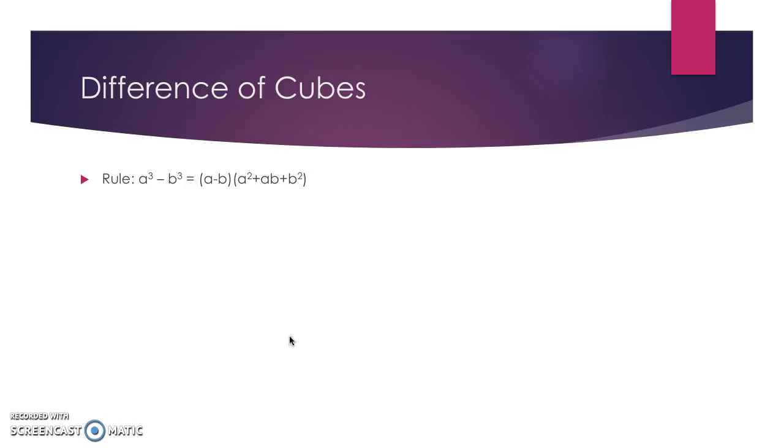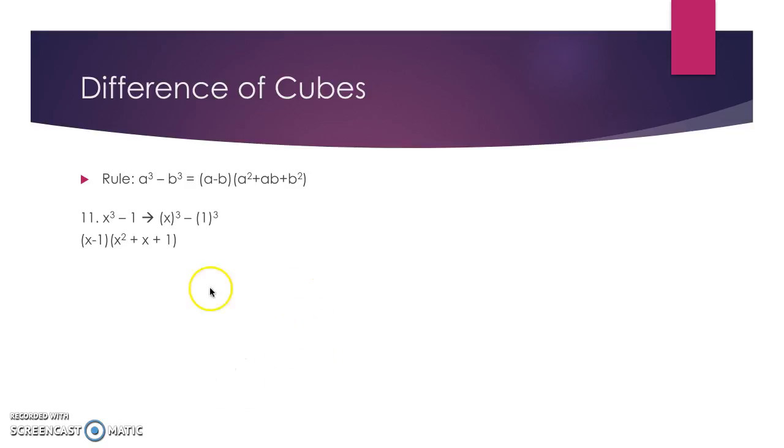Okay. Difference of cubes. The rule is a to the third minus b to the third equals a minus b times a squared plus ab plus b squared. It's a lot like what we did with sum of cubes, except we're dealing with subtraction. We have x cubed minus 1, so we know that x cubed is a perfect cube, x raised to the third power, and 1 is also a perfect cube, 1 to the third power as well.